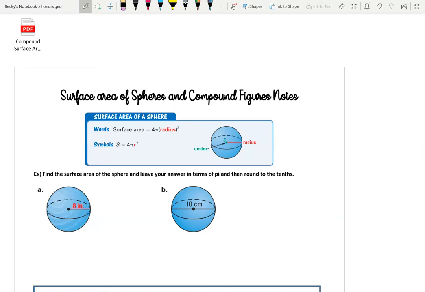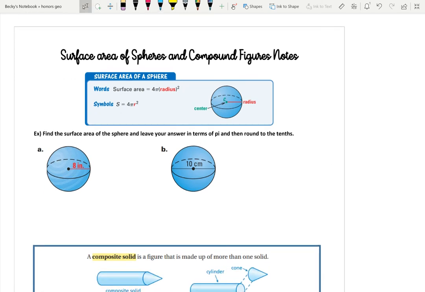Hi, today we're going to do the surface area of spheres and compound figures. And this will probably be in a couple different videos since all my videos now have to be less than 5 minutes.